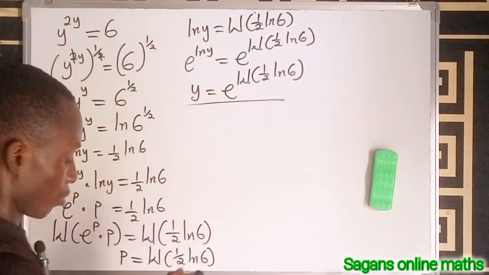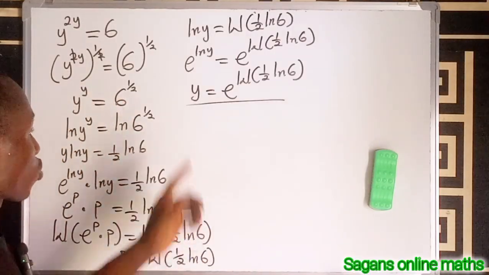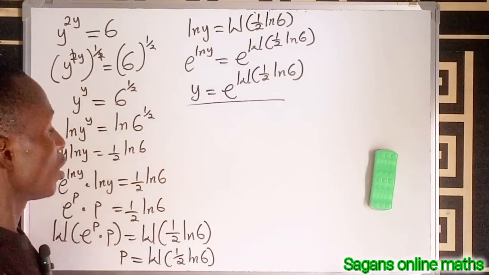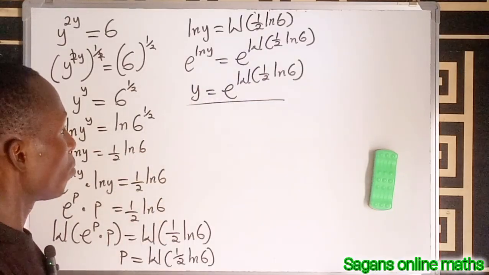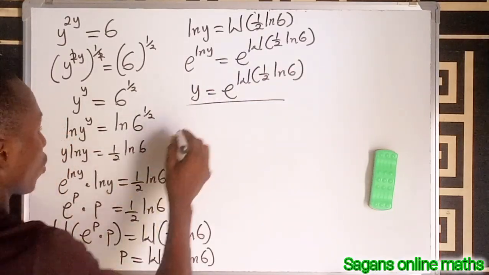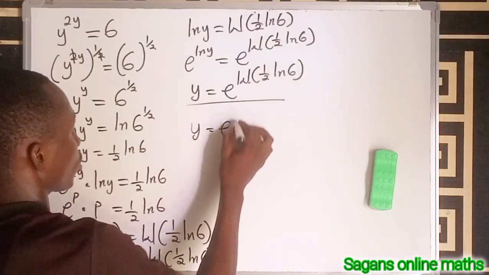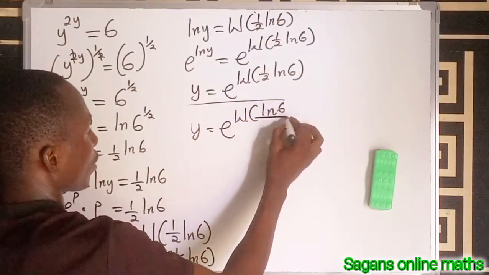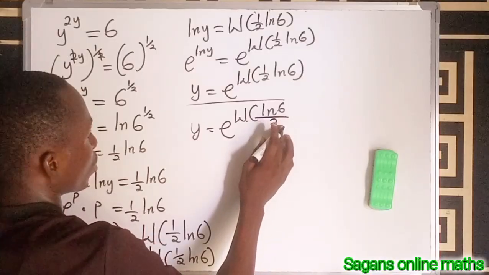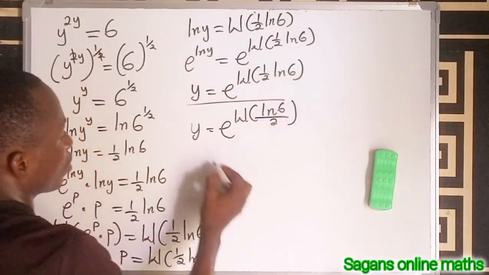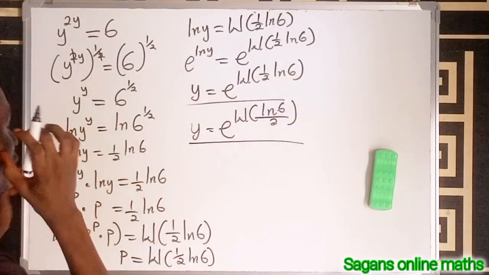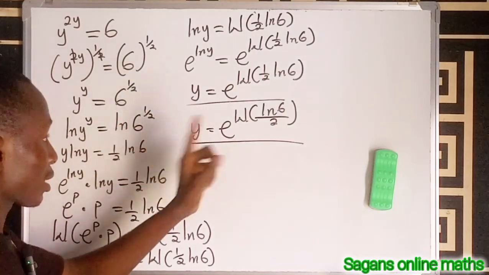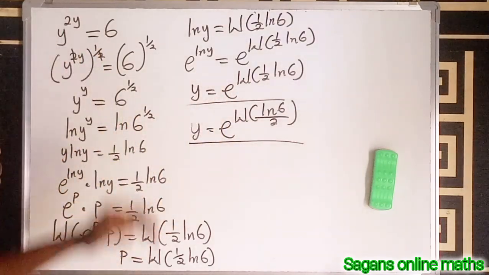This is the solution, beautiful solution, because y must be equal to e raised to the power of the Lambert W function of 1 over 2 ln 6. It is also the same as y equals e raised to the power of the Lambert W function of ln 6 divided by 2, okay? It's also the same. So they are the same answer. So these are the solutions. Not this is the solution because you just see one answer. So this is the solution to this question.